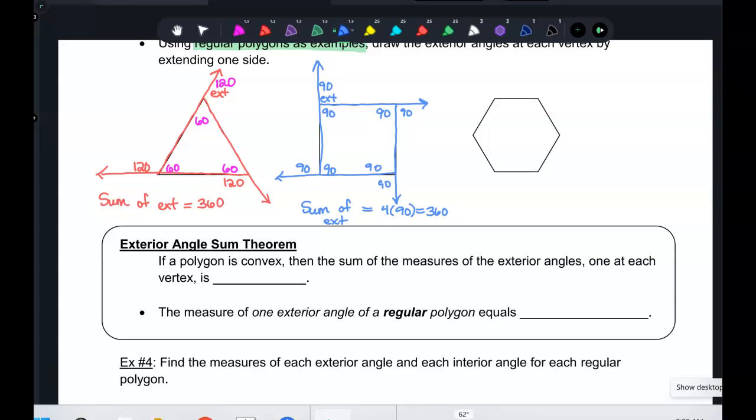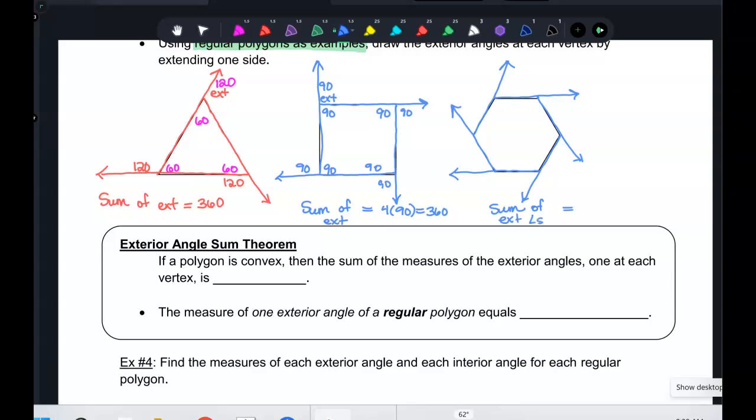6. So if I extend this side, it kind of makes a cool little picture here. Actually cool. Okay, now how many exterior angles do we have? We have 6 of them, just like the other ones. So what is the sum of the exterior angles?